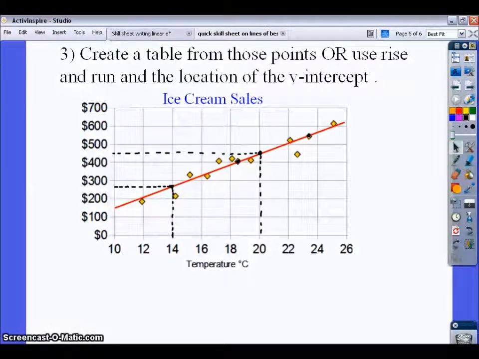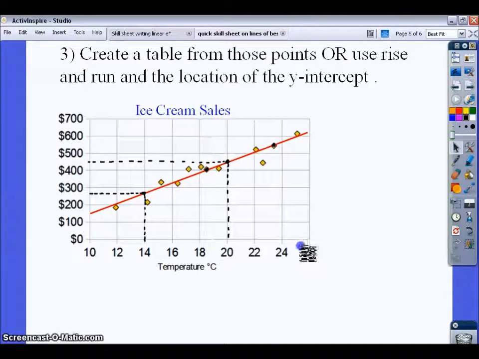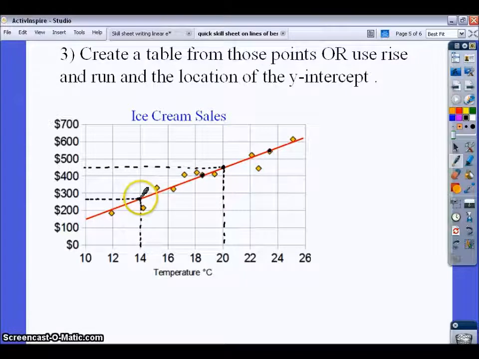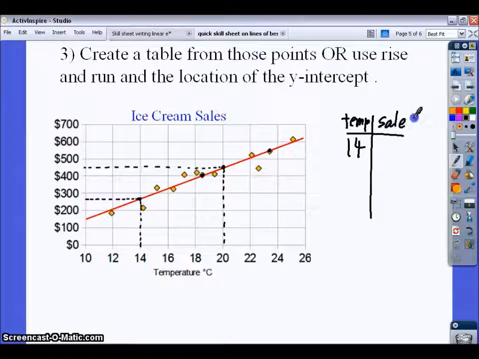Okay, so step 3 is to create a table from those points, or use the rise and run and the location of the y-intercept. And you'll use that to write your equation. So here's my first point, 14, and I would call that about 275. So the temp is 14, and then the ice cream sales is $275. This is 20, temperature is 20, and then the sales is $450.